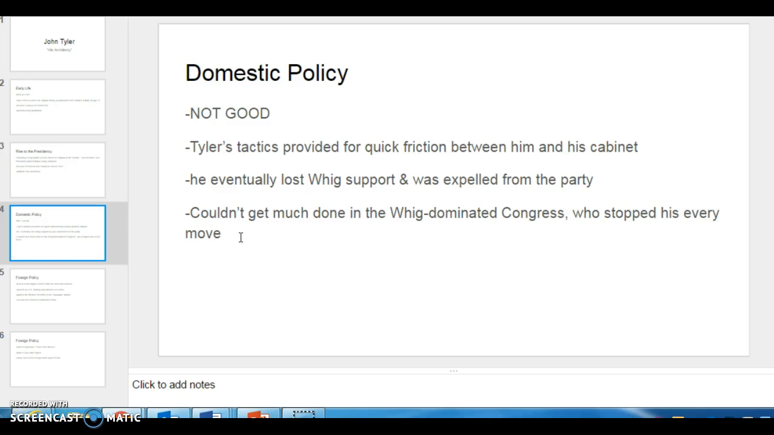So in response to that, his entire cabinet, except his Secretary of State, Daniel Webster, resigned in protest. So President Tyler was sort of left out on his own. And then after that he couldn't get anything done in the Whig-dominated Congress, so they stopped his every move.